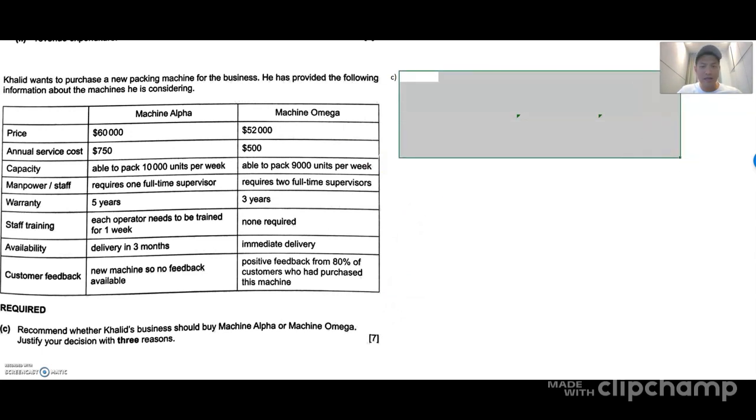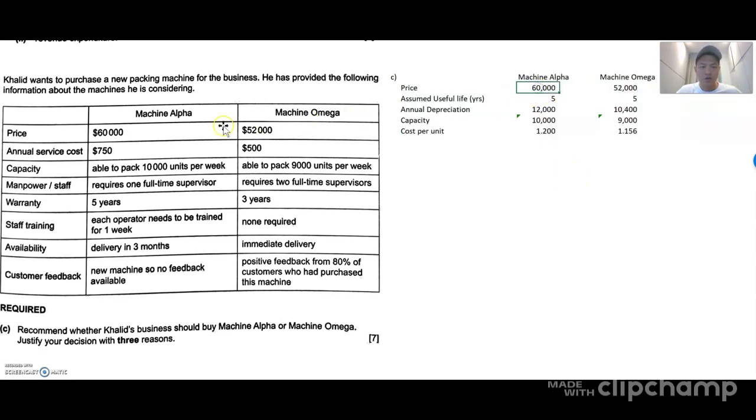Firstly, I've put together a simple table for myself, to say that the machine price is 60,000 for alpha and 52,000 for omega. I've assumed that each machine will last for 5 years, and therefore the annual cost of each machine is 12,000 and 10,000 plus each. Now the capacity, they told me, is 10,000 a week and 9,000 a week. So I've just used a cost per unit ratio, taking the annual cost divided by the weekly capacity. I can annualize the capacity as well, to make it like for like, but in this case I didn't, otherwise the numbers per unit would be too small.